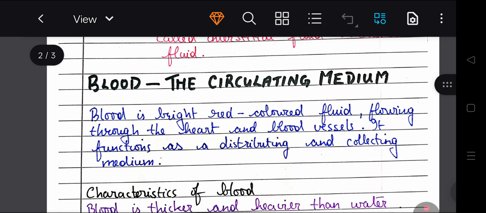Then moving on, what is blood? The circulating medium. Blood is bright red in color. Everybody knows this much. It is a fluid flowing through the heart and the blood vessels. It functions as a distributing and collecting medium.